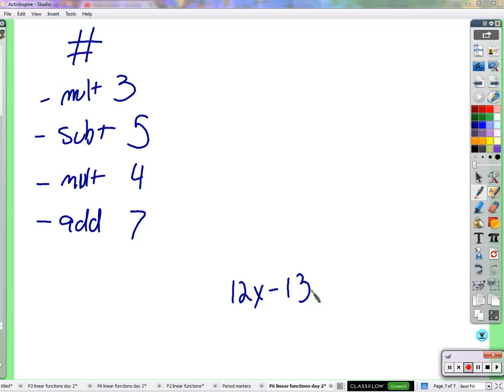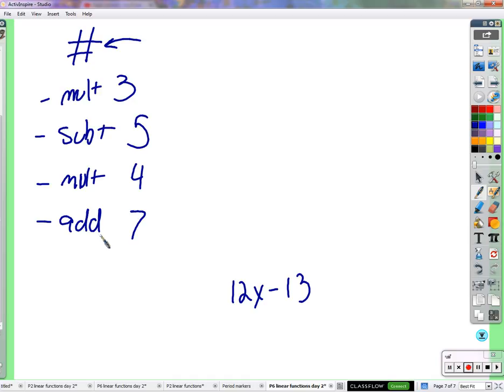I'm a little lost. Okay, let's work through this one together. When I say pick a number, this list of steps will do whatever it does to whatever number you plug into it. I can plug in 6, multiply by 3 and get 18. Subtract 5 and get 13, multiply by 4 and get 52, and add 7 and get 59, right?